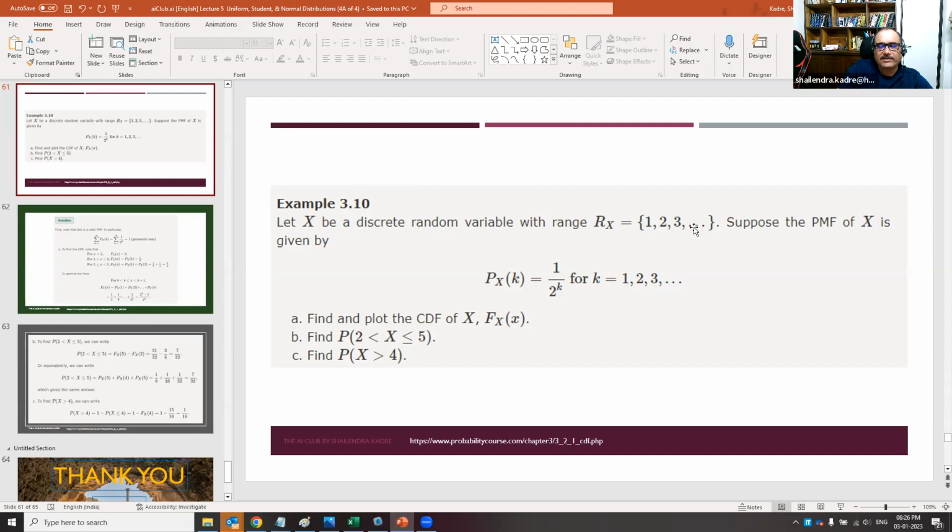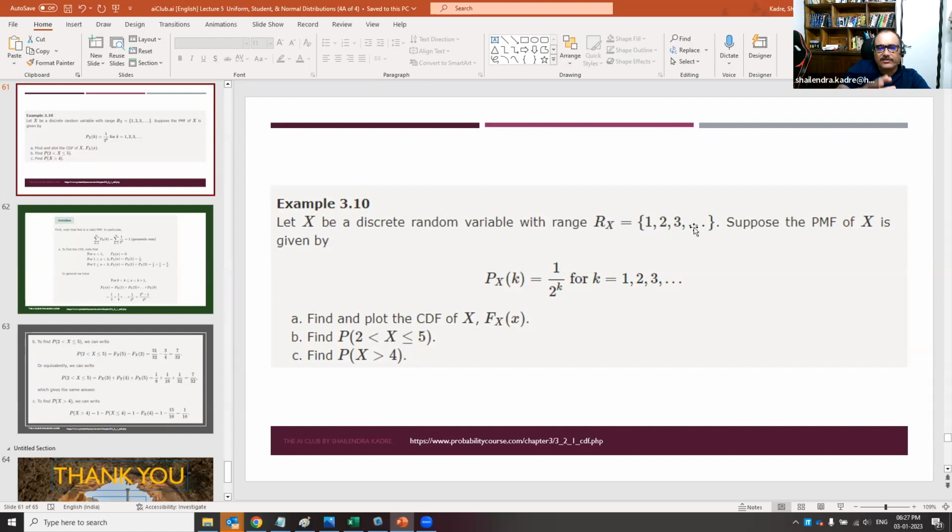Now tell me what will be the C question, solve C1. What will be the probability x greater than 4? Right now we are doing less than or equal to 5, less than or equal to 4. Now I am asking what will be x greater than 4? Only solve this kind of question. Sir, 1 minus p of less than or equal to 4, right? Yes. You calculate for p less than or equal to 4 and subtract it from 1; will you not get p of x greater than 4?